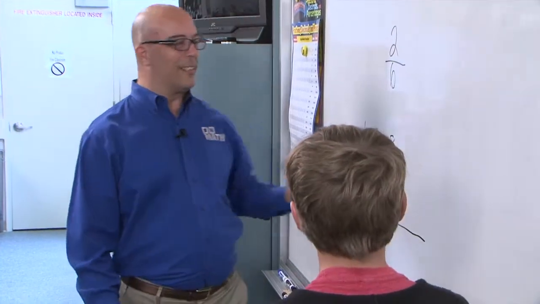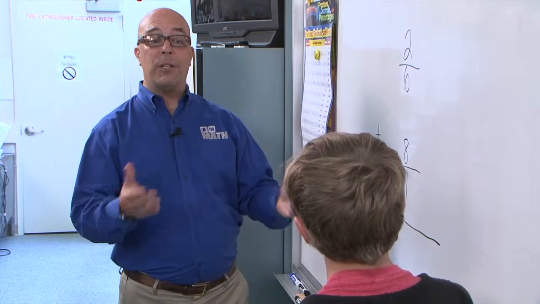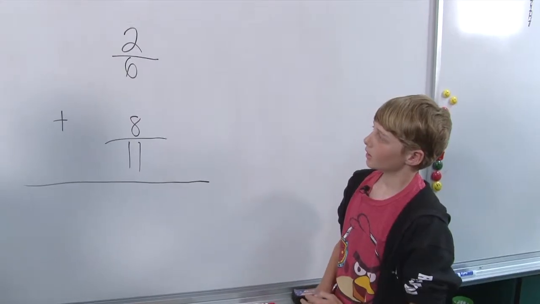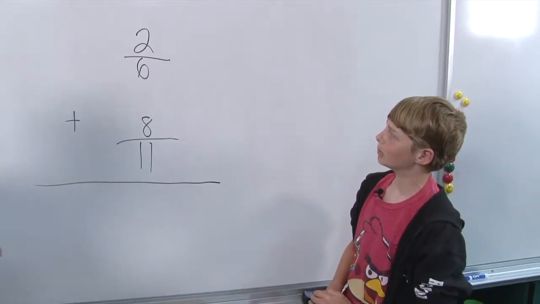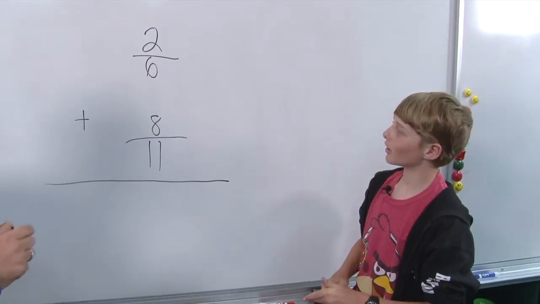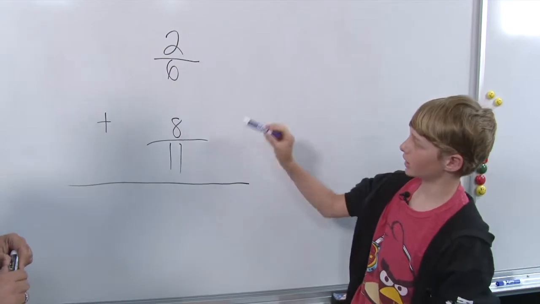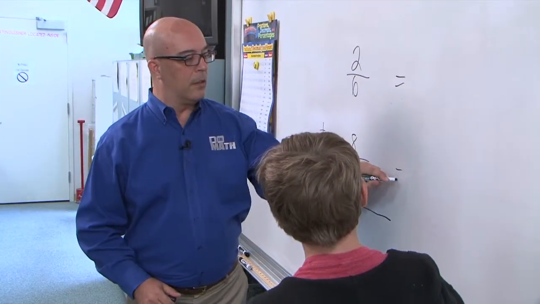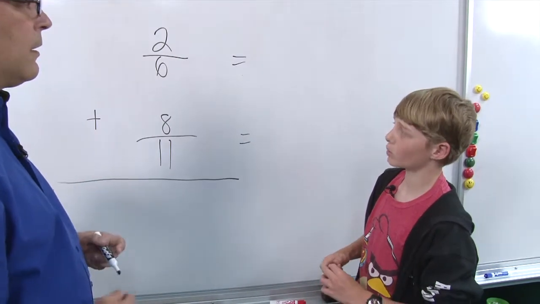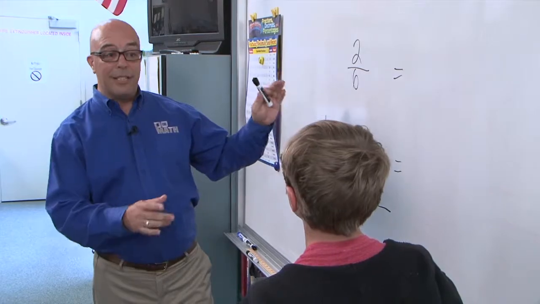There we go. 2 sixths plus 8 elevenths. How are you going to do this problem? Well, I would have to find the... oh, what was it called? Common denominator? Yes. And it's got to be the least. I think that would be 11 times 6, so 66. Perfect. So 66 would be the least common denominator.